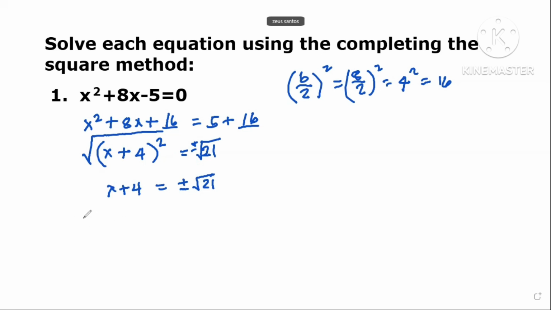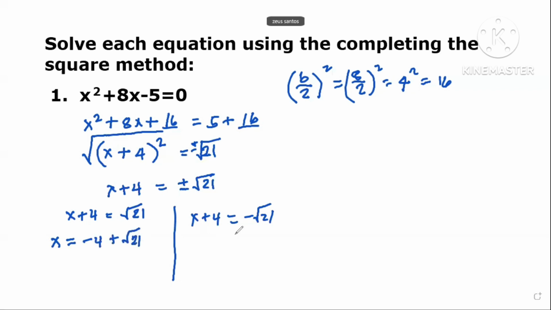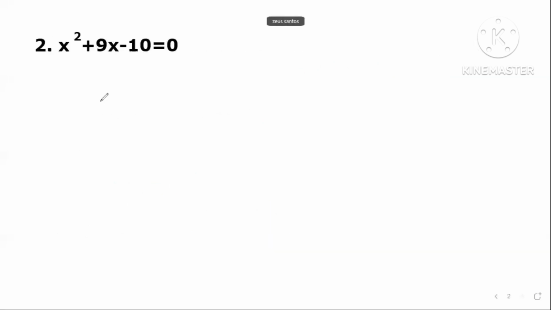So, what are the two solutions? We have x plus 4 is equal to positive square root of 21 and x plus 4 is equal to negative square root of 21. So, if x plus 4 is equal to positive square root of 21, ilipat lang natin yung 4 sa kabila. So, that's negative 4 plus square root of 21. And the other one is x is equal to negative 4 minus square root of 21. And that's it, no? Okay, let's proceed to number 2.